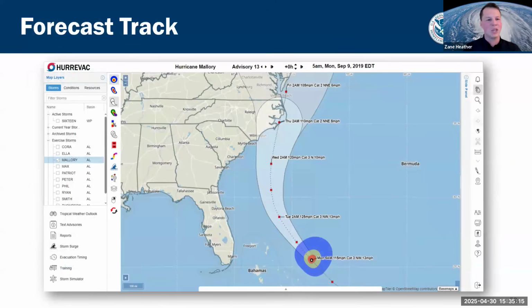All right, so what are some things that you can access in HRVAC? Right now, what you're looking at is a screen clipping of the HRVAC application itself. I'll do a quick demo after this, but essentially you've got a ton of different functionalities. It's a geospatial platform to interact with current storms as well as archived and historic storms, and to integrate that forecast information with the planning and timing information developed by hurricane evacuation studies.